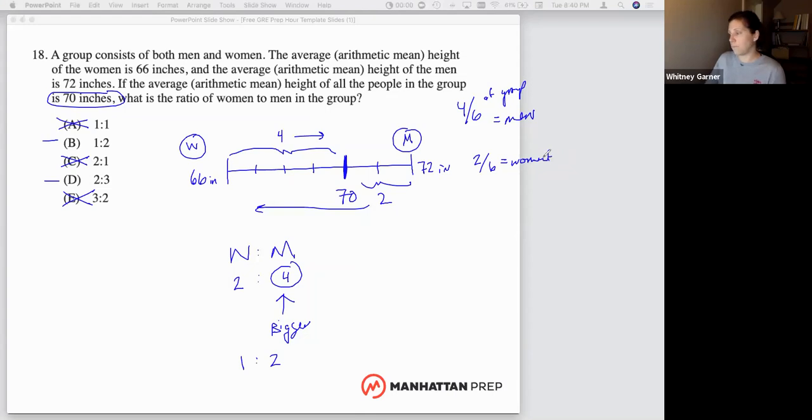So 1 to 3. But the ratio of women to men is 1 to 2. The distance from one end relative to the distance from the other. Oh, got it. Didn't count them. Yeah, missed those 2 numbers. Yep. And so you have to count all the way across.